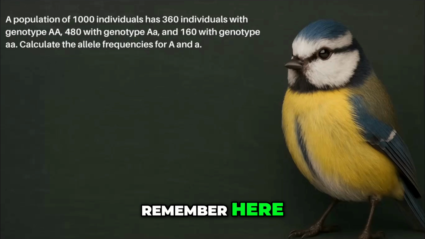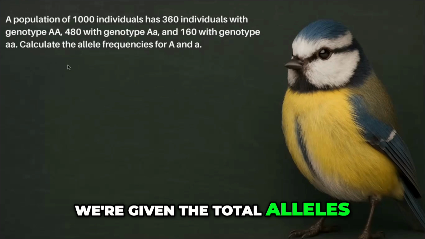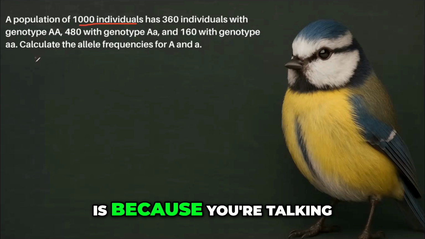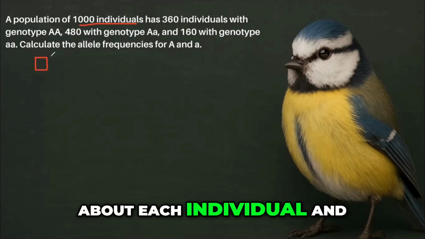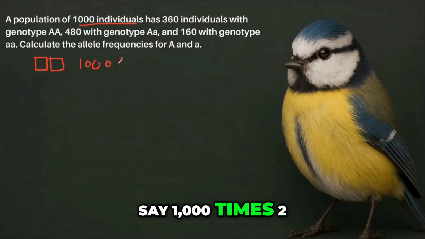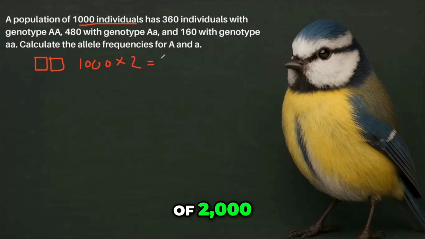Now remember here, we're given the total alleles, which is the 1,000 times 2. And the reason why we say times 2 is because you're talking about each individual and they get two sets of alleles. So that's why we say 1,000 times 2 gives us the total of 2,000 alleles.